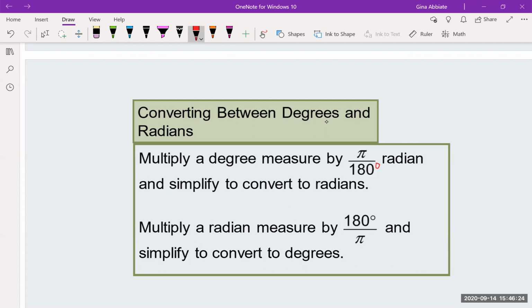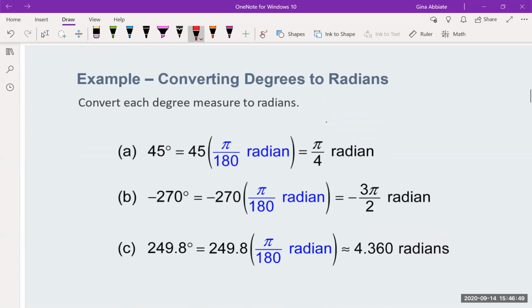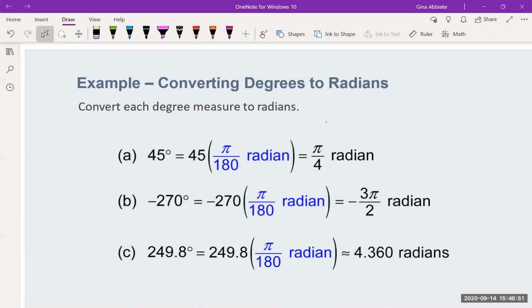I've got 2 fractions written in the reverse order, and sometimes students want to memorize which one to use in which context. You'll see in the examples we have in just a minute that you don't need to think about that if you think about unit conversion and what the units are that need to cancel. That helps you figure out which direction to set up the fraction when you're converting back and forth. So in this first example, we're going to convert degrees into radian measurements.